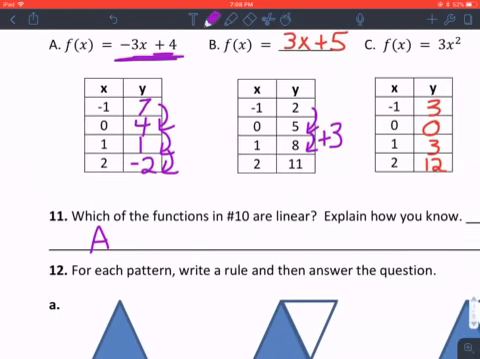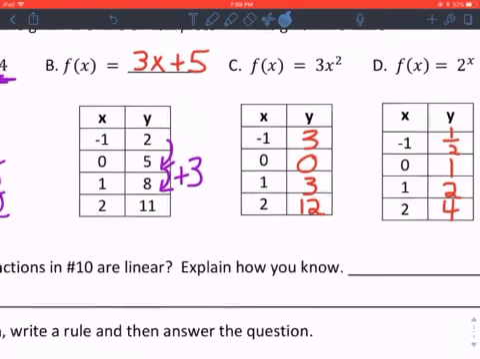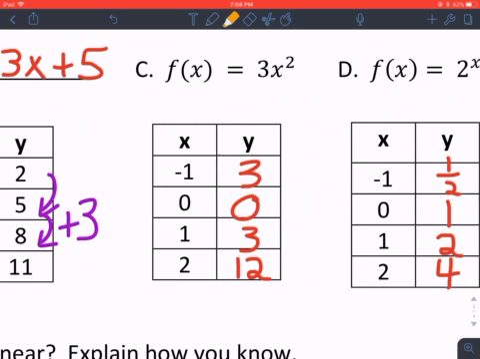Okay, so B is also linear. C is not linear. There are two ways to know. First of all, you see that it is x to the second power, so you know it is a quadratic function. Or you just look at the y values right here and notice that the first pattern is to subtract 3, the next pattern is to add 3, and the next pattern is to add 9. It is not changing at a constant rate, therefore it is not linear.